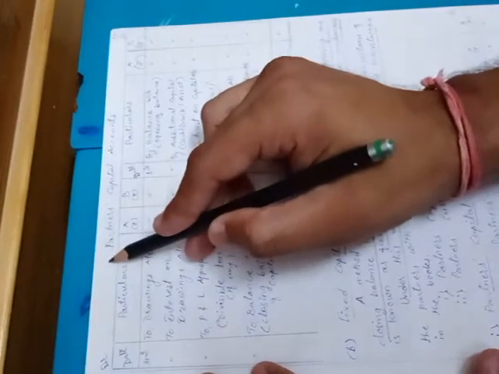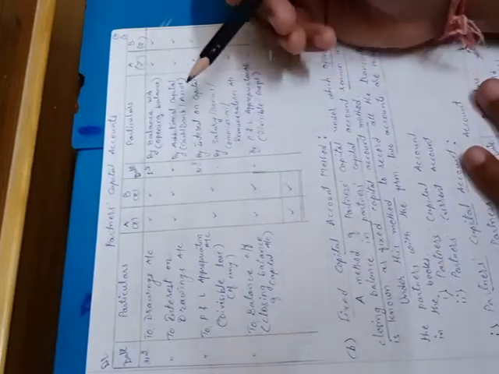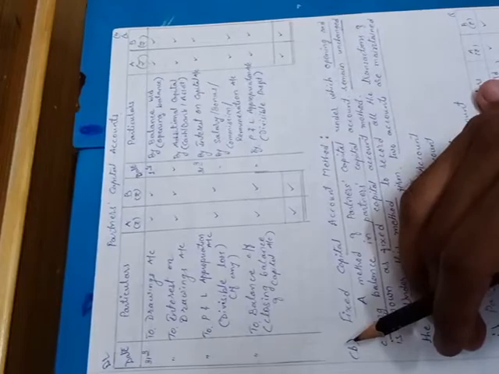So in the first method, we'll prepare this capital account. Now how we are going to prepare the capital account, which transaction and how we are going to record that transaction, that I will explain to you.